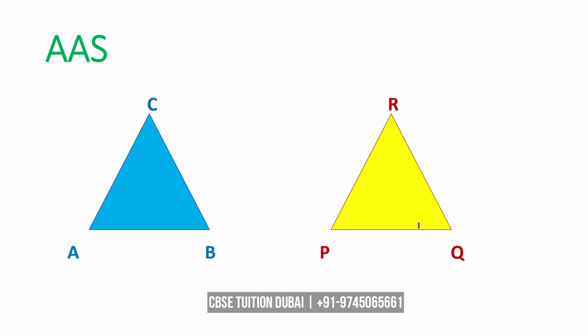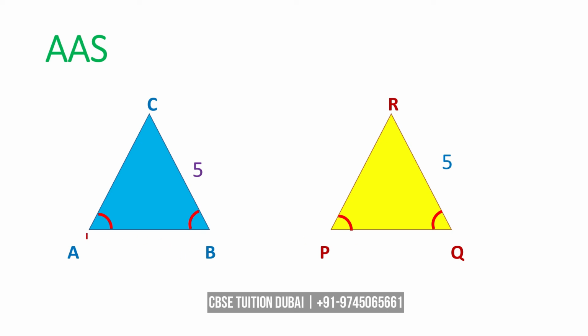And the next one is the AAS theorem. AAS theorem means angle-angle-side: first two angles, then a side. This is the pattern here. If it is satisfied for both triangles, we can say they are congruent. If they are congruent, the corresponding parts will be equal. So angle A and angle P are equal, angle B and angle Q are equal, and side BC and side RQ are equal.